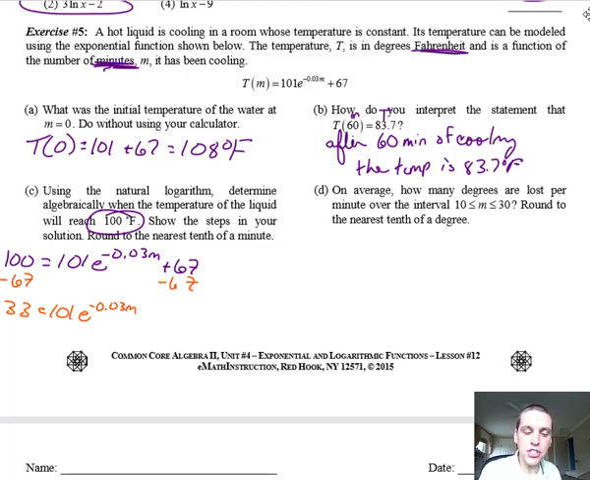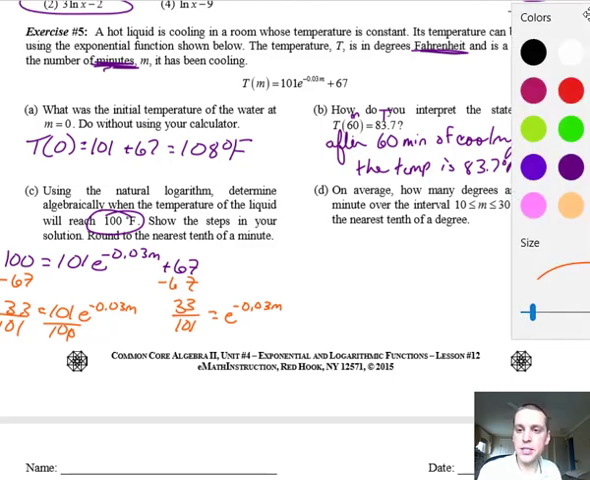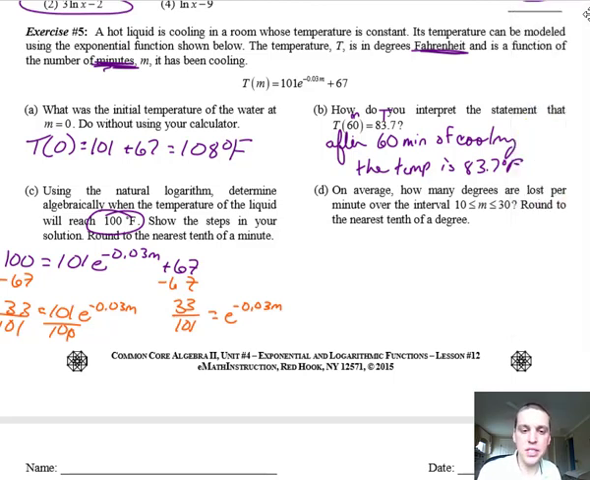And then before we can do anything, we have to get rid of that initial value. We cannot take the natural log until we get rid of this 101. So we'll divide by 101. So we're going to get 33 over 101 equals e to the negative 0.03 m. Now we're at a nice spot. Now we're at a spot where we say, what do we need to do to get this exponent by itself? Because we have the variable in the exponent.